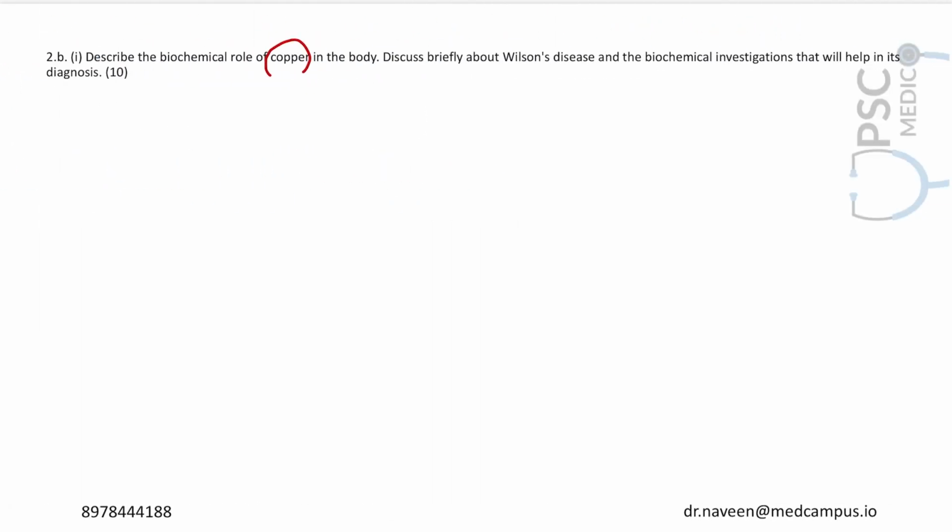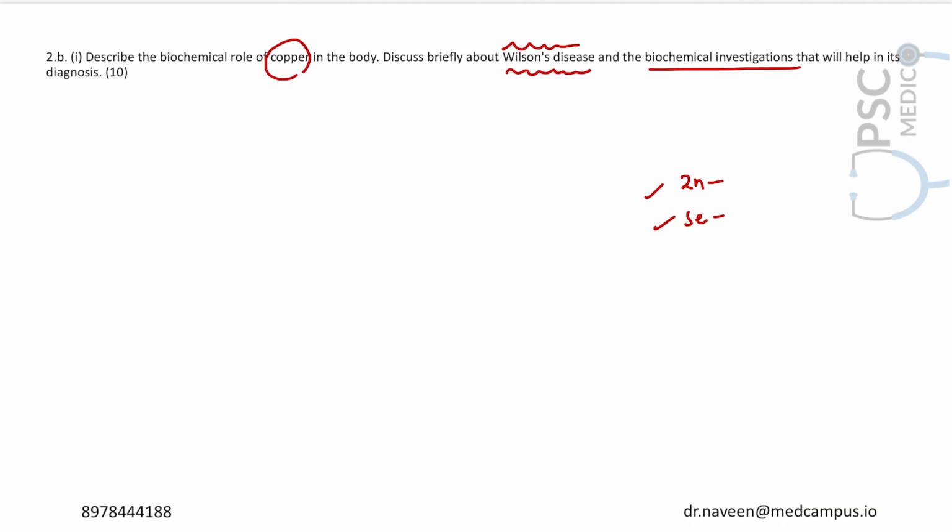And copper, as I said, along with the vitamins, you have to also be ready with minerals. For example, we did ask a question on zinc, acrodermatitis enteropathica. There were also questions in the test series from selenium. And similarly Wilson's disease, we all know how important it is for PG preparation, and also from a general medicine point of view, right? So now they did ask a question on what is the role of copper in the body, and what is Wilson's disease, and what are the biochemical investigations associated with that.